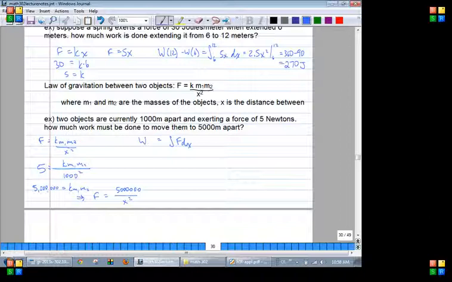So now we can go back to doing what we need to do, which is finding work. And to find the work, we take the integral of the force. So in this case, we're finding the work, we're going from where to where? From what value to what value? From 1,000 to 5,000. So on the one hand, it's this. And on the other hand, it's this, and the force function was 5,000,000 over x squared dx. And then you just do that.